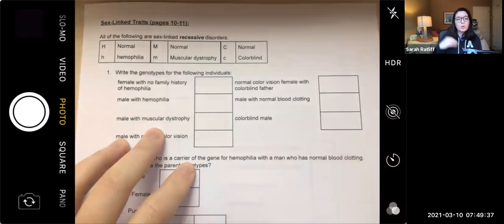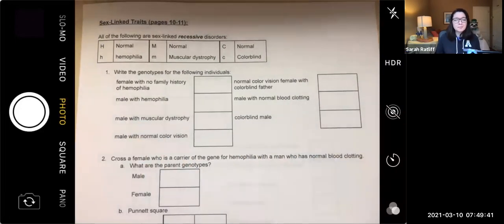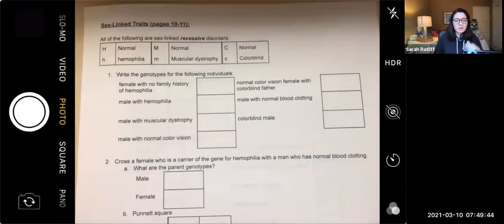So that's why I have some paper down in front of me. If you want to do it on your computer, great. If you want to print it out and do it along with me, that's fine too. All right, let's get started. So sex-linked traits, this is pages 10 through 11 on the document in the comments.